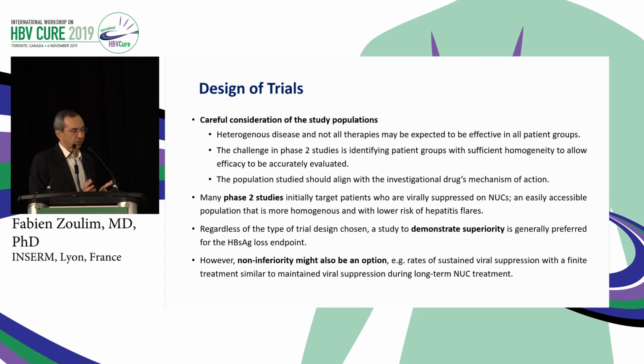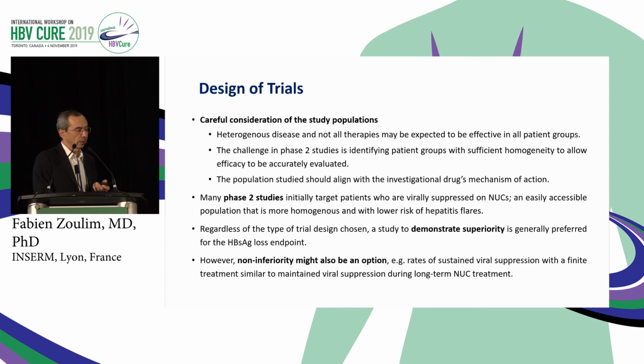Many of the phase 2 trials usually target patients who are virally suppressed because it's an easy population to access. They are homogeneous. The risk of hepatitis flare is less. Liver disease is controlled, and patients are also willing to stop at some point, to have improved therapies, to stop their treatment.